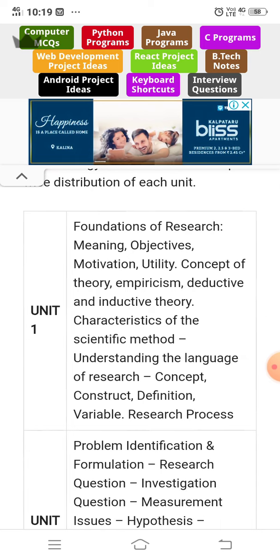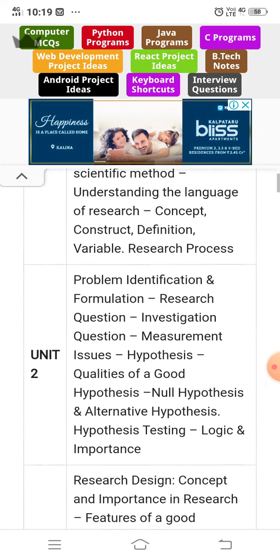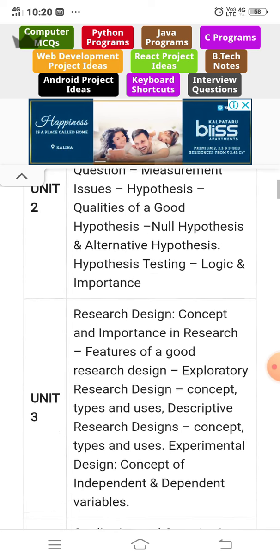Unit first is foundation of research: meaning, objective, motivation, utility, concept of theory, empiricism, deductive and inductive theory, characteristics of the scientific method, understanding the language of research, concept, construct, definition, variable, research process. Then unit second: problem identification and formulation, research question, investigation question, measurement issues, hypothesis, qualities of a good hypothesis, null hypothesis and alternative hypothesis, hypothesis testing, logic and importance.